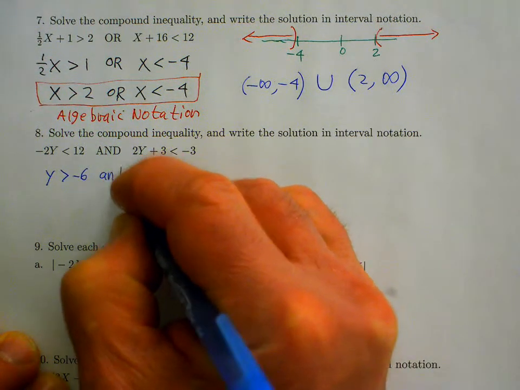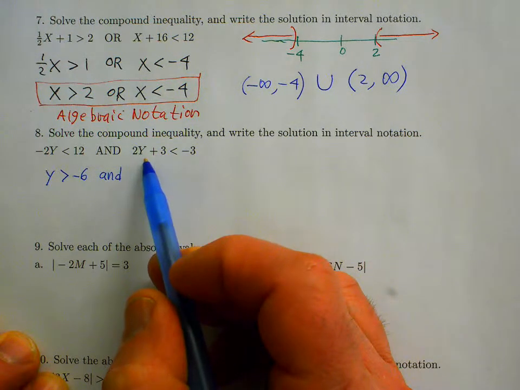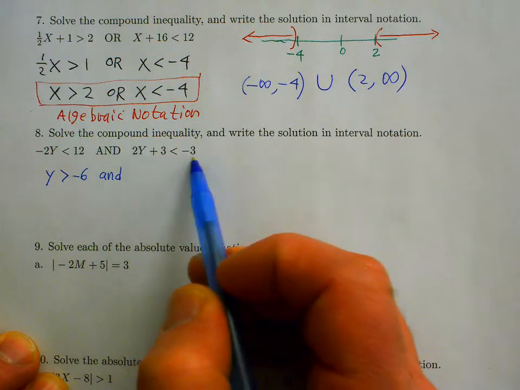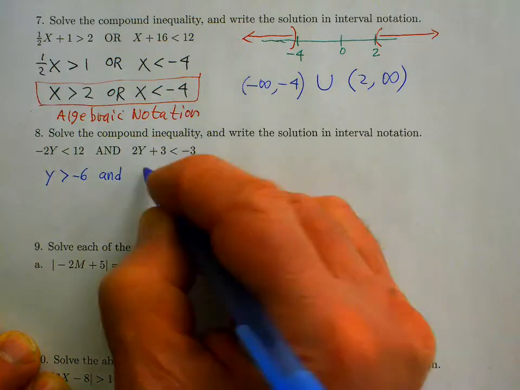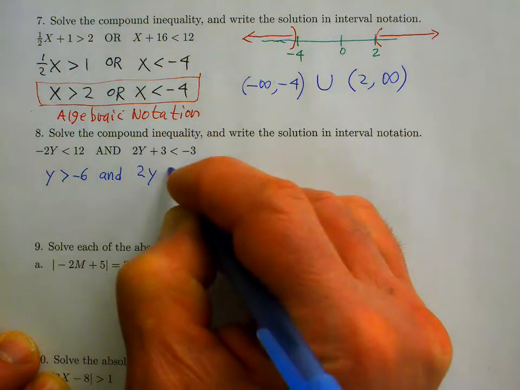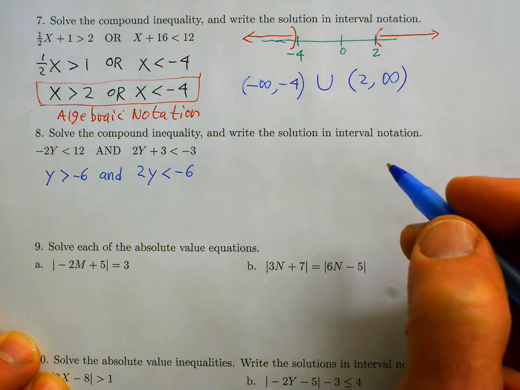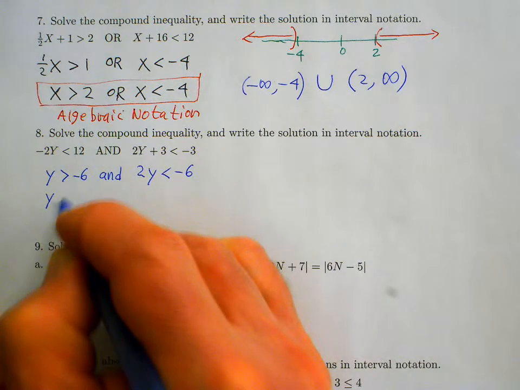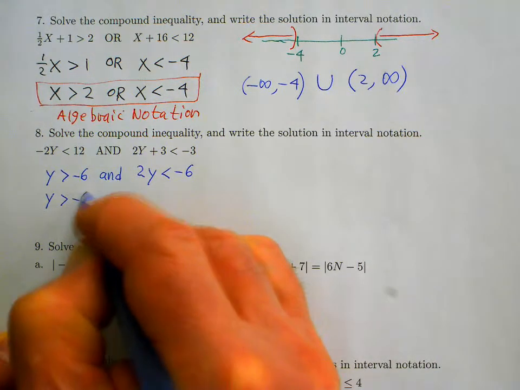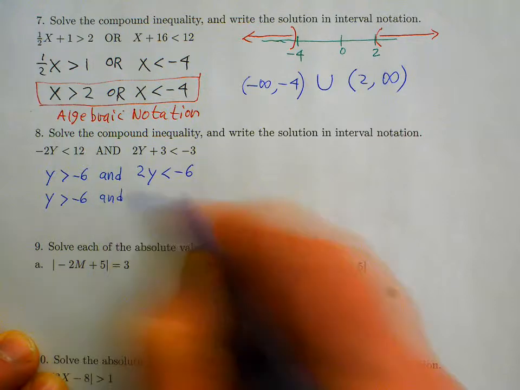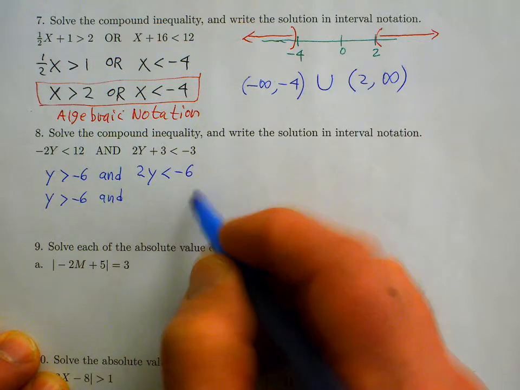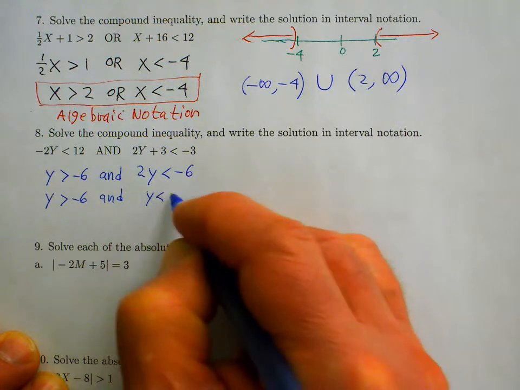And then on the right-hand side, 2y plus 3 is less than negative 3. Subtract 3, we get 2y is less than negative 6. So I'll rewrite the left-hand side. Y is greater than negative 6. And divide both sides by 2. Y is less than negative 3.